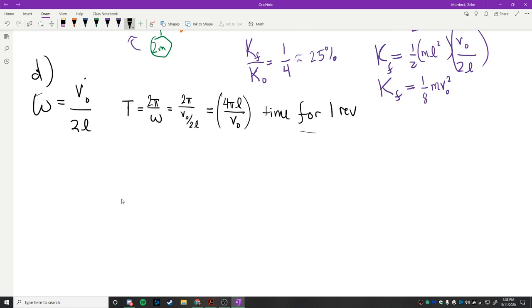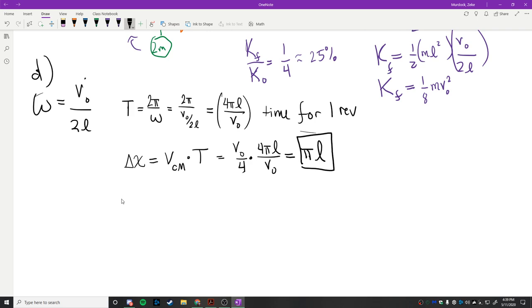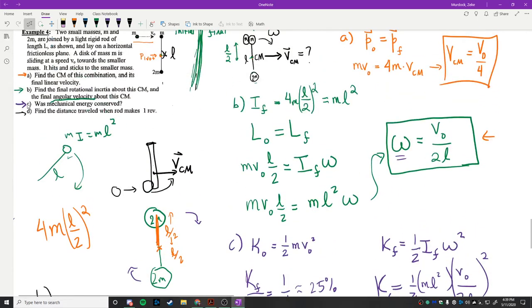Right, that's the time for one revolution. So if I want to know how far it moves, delta x, I would take its velocity and multiply by the period. And I think V_CM was V naught divided by 4, multiplied by 4 pi L over V naught. And we end up getting pi times L. That's what we wanted, right? How far does the distance travel when the rod makes one revolution?